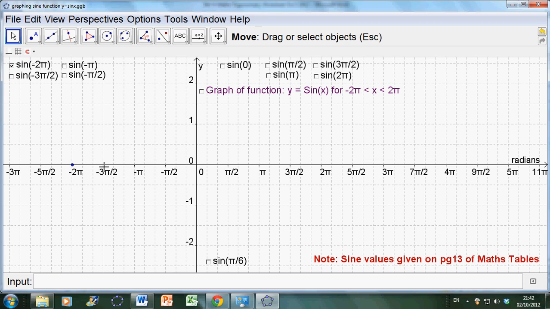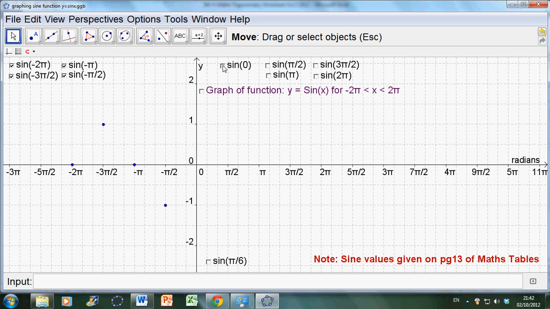Then we're moving on to minus 3 pi over 2, which is minus 270 degrees, and we see that the value of that from our table is 1. So we put a dot above that across from 1. Moving across, then we have minus pi, which is minus 180 degrees, and that is also 0. The next one is sine of minus pi over 2, which from our tables is minus 90 degrees, giving us a value of minus 1. You can see there's a pattern emerging now, going up and returning down to a negative value. So we'll continue on.